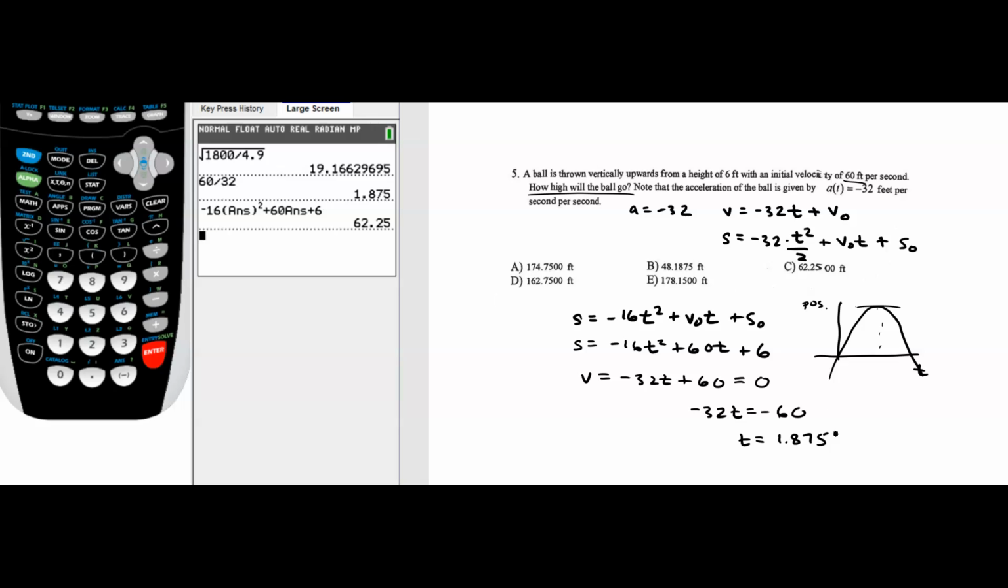And we just take that time and substitute that time back into the position equation. And so you can see that I've done this over here in the calculator. I've done negative 16 times 1.875, or my answer squared, plus 60 times my answer plus 6. Leads me to a value of 62.25 feet. And so my answer to this question is C.